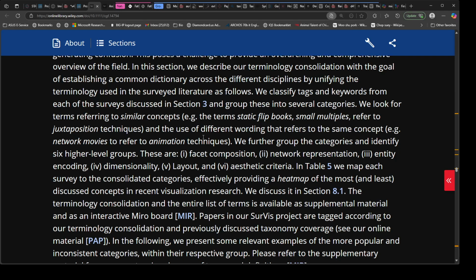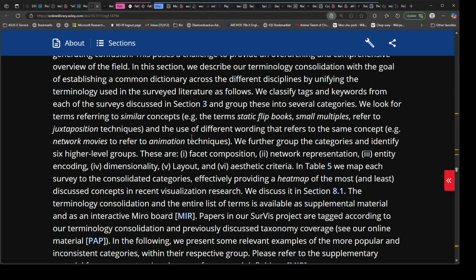Papers in our service project are tagged according to our terminology consolidation and previously discussed taxonomy coverage. See our online material, PAP. In the following, we present some relevant examples of the more popular and inconsistent categories within their respective group. Please refer to the supplementary material for a more extensive glossary of terms and definitions.